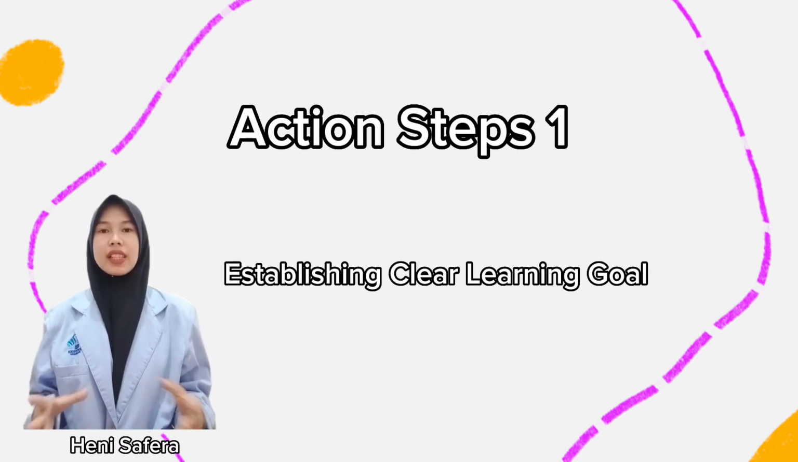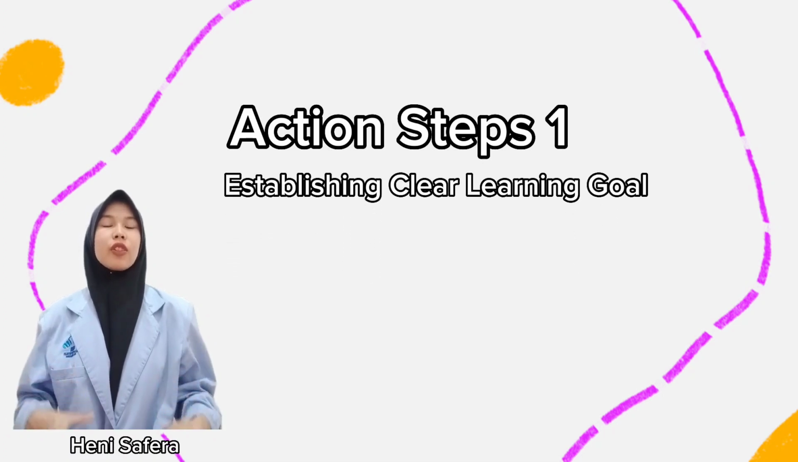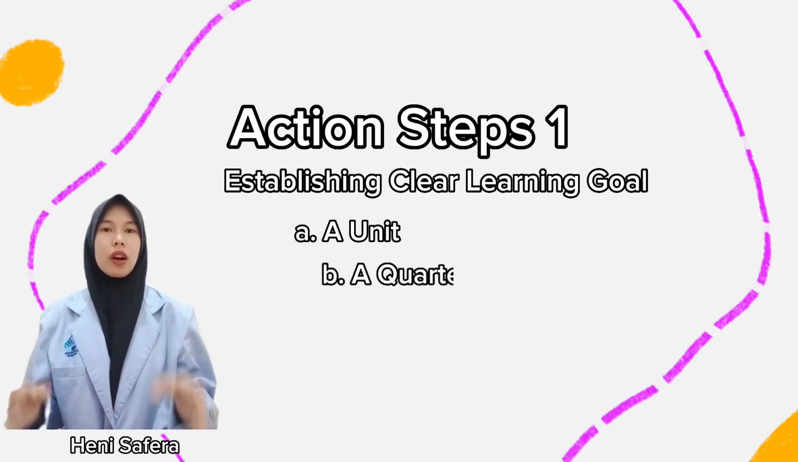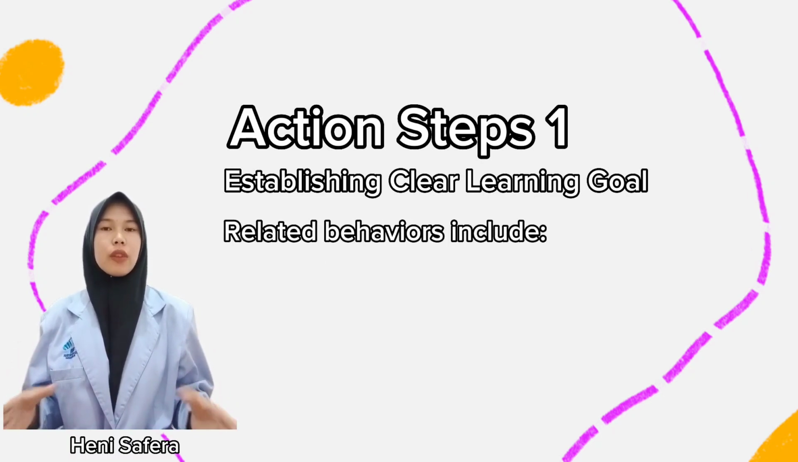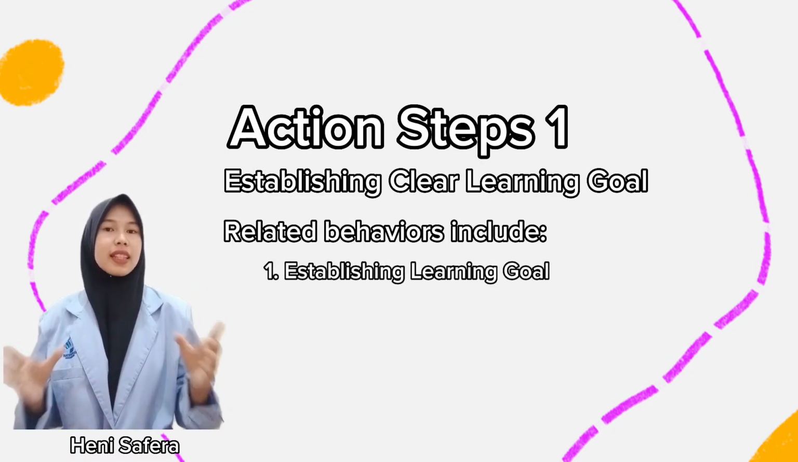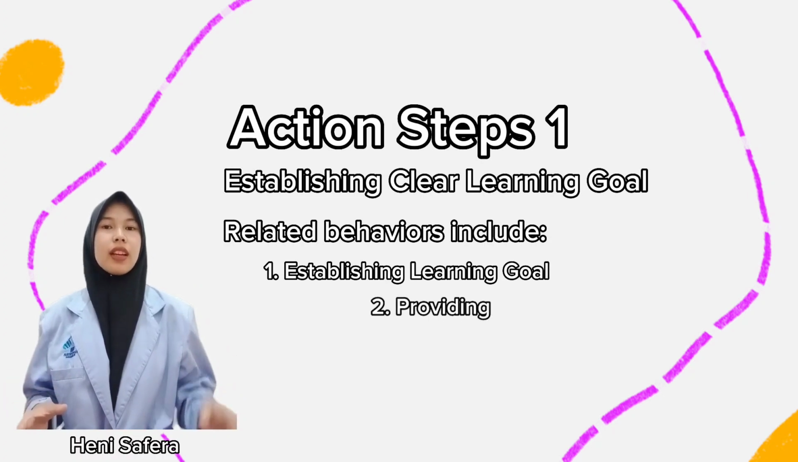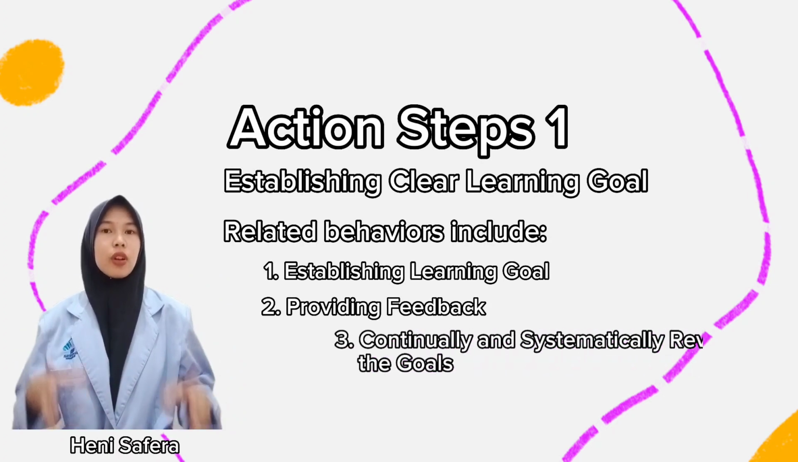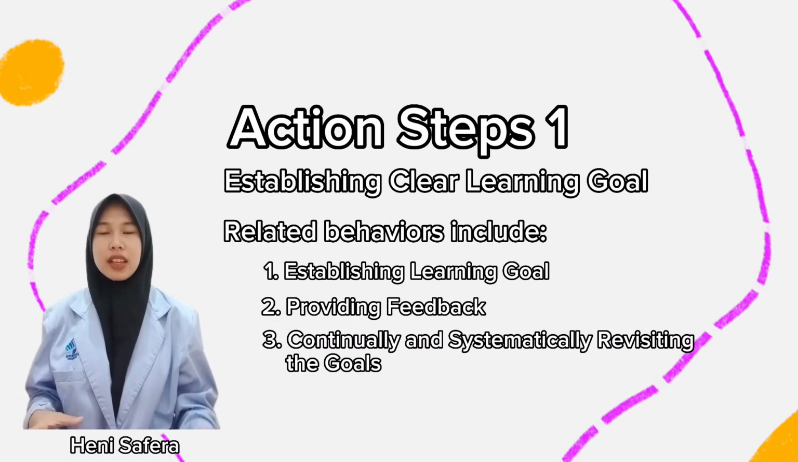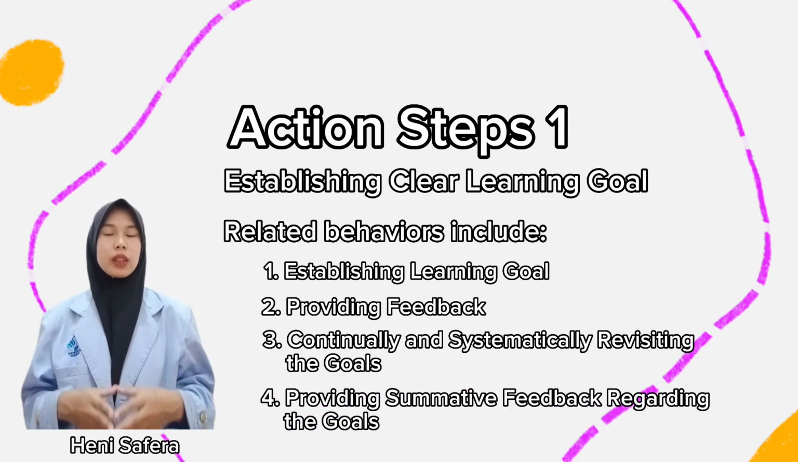The second way to exhibit proper levels of dominance is to be very clear about the learning goals that are to be addressed in a unit, a quarter, or a semester. Related behaviors include the following. The first, establishing learning goals at the beginning of a unit of instruction. The second is providing feedback on those goals. The third, continually and systematically revisiting the goals. And the last, providing semantic feedback regarding the goals.